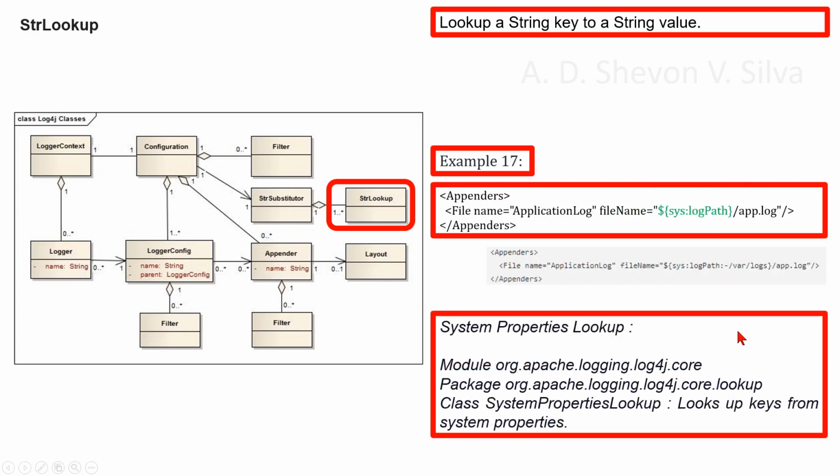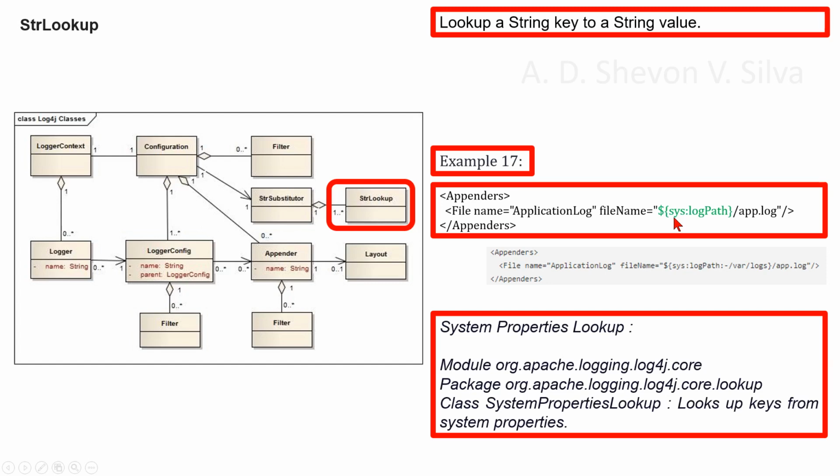Now we are considering the system properties lookup. The class SystemPropertiesLookup in package org.apache.logging.log4j.core.lookup in module log4j-core looks up keys from the system properties. As it is quite common to define values inside and outside the application by using system properties, it is only natural that they should be accessible via a lookup.